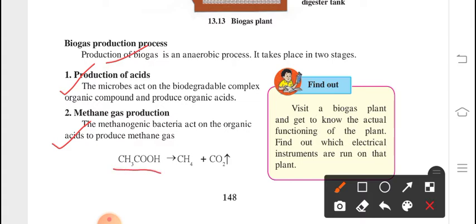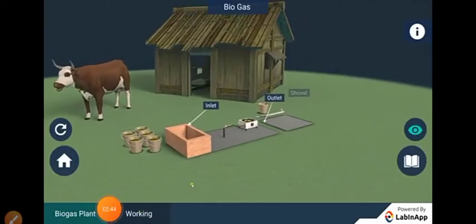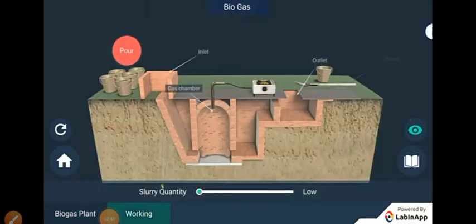These are the methanogenic bacteria. Through this we are getting methane and carbon dioxide is removed from it. Here you can observe the biogas plant working.